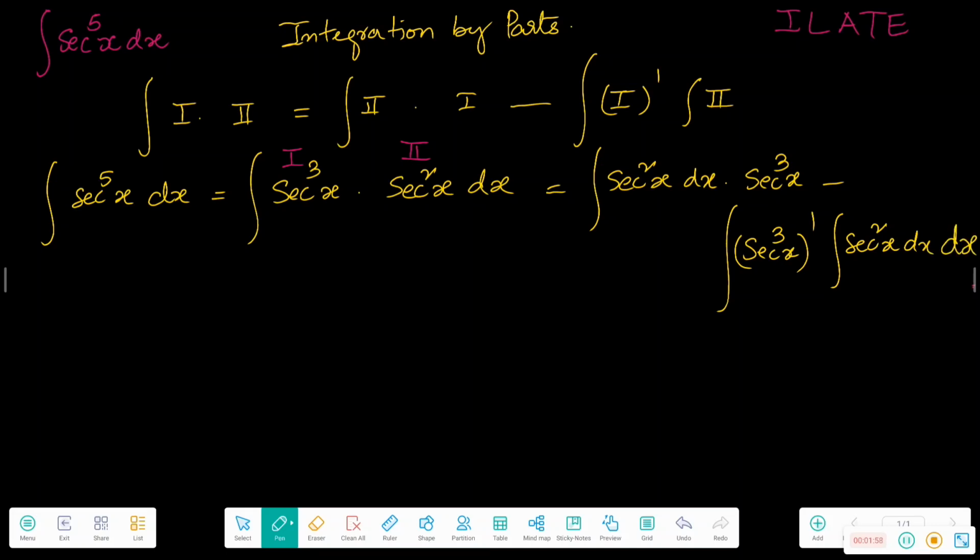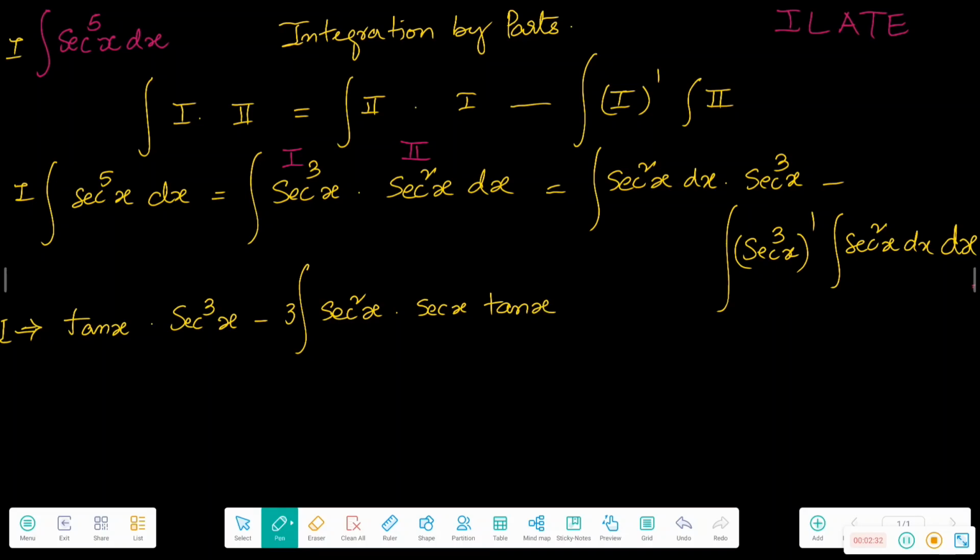Let's write down the next step. Let us say our integral is I, then I equals integral of secant square x, which is tan x, into secant cube x, minus the derivative of secant cube x. It's like x cube, whose derivative is 3x square. So 3 into secant square x, and by the chain rule the derivative of secant x is secant x tan x, multiplied with integral of secant square x, that is tan x. And we need to calculate the integral of this whole thing.